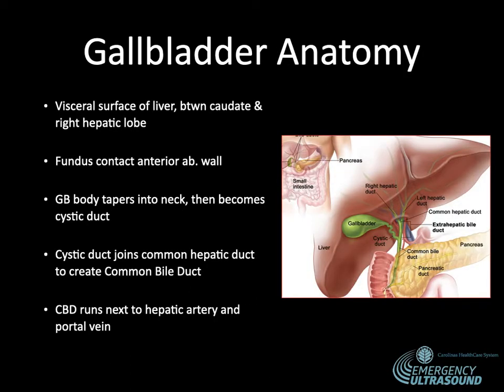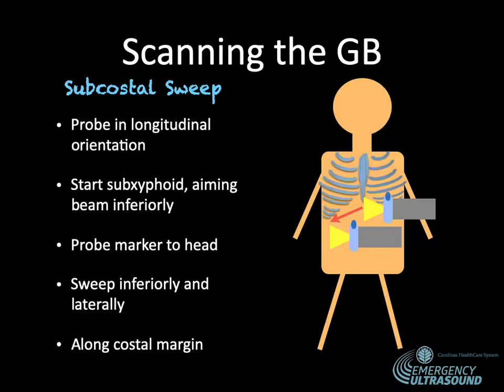So when we're talking about gallbladder anatomy, the gallbladder itself lies on the visceral surface of the liver between the caudate and the right hepatic lobe. The gallbladder fundus, which we always want to make sure that we visualize on ultrasound, contacts the anterior abdominal wall. The gallbladder body then tapers into the neck and then becomes the cystic duct. The cystic duct joins the common hepatic duct to create the common bile duct, and the common bile duct runs right next to the hepatic artery and the portal vein. So when you're looking at the common bile duct on ultrasound, it'll look like it runs just on top of the portal vein.